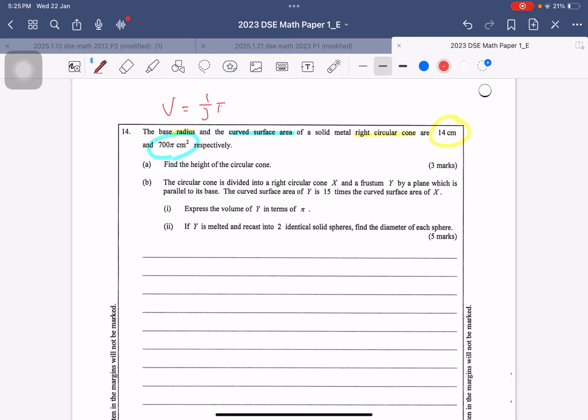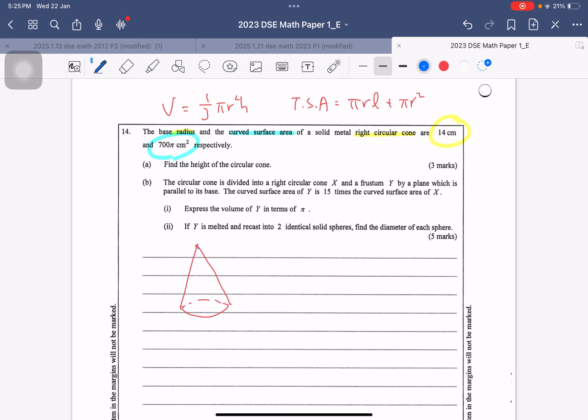and then for the total surface area, which is equal to pi rl plus pi r squared, where pi rl is the curved surface area and pi r squared is the base area, and l we're calling the slant height. So now part A, we're going to find out the height of the circular cone. So try to draw it out.